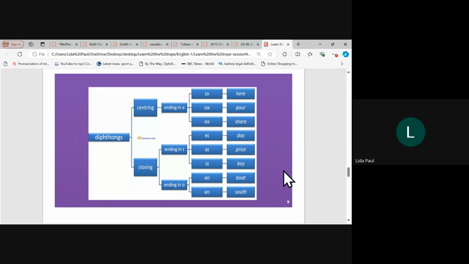Okay. Next is ua. And the example given is, how do you otherwise say this word? You say por, or somebody says por, right? But it's poor. Okay? Poor. Because you have the diphthong ua here. U and ua.